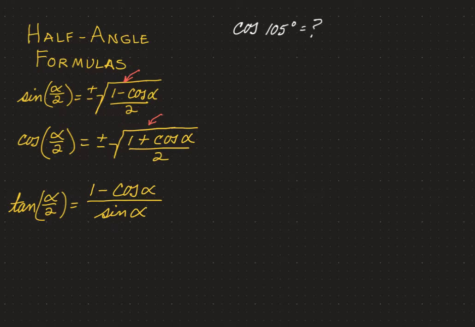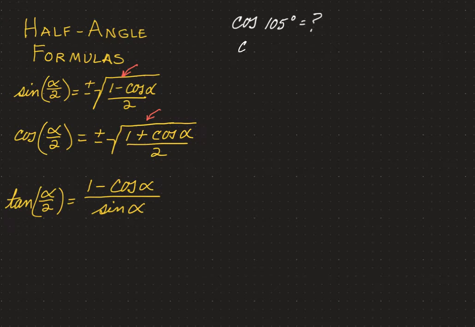So let's say you're looking for the cosine of 105 degrees, but you've already been given, or you have found already, that the cosine of 210 degrees is negative 0.8660. Well, if you have that, then you can find the cosine of 105 degrees, because 105 degrees is 1/2 of 210 degrees.